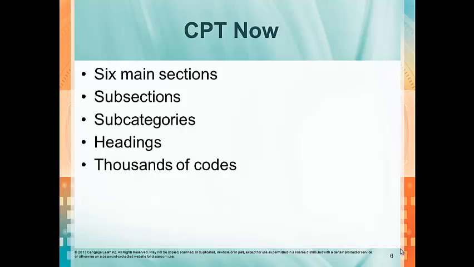The CPT book now has grown in size and description since 1966. The CPT book now contains 6 main sections, which are further divided into subsections and then subcategories and headings. It now contains thousands of codes.